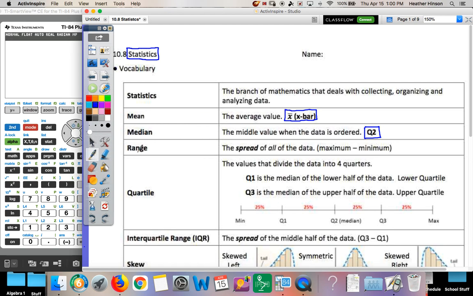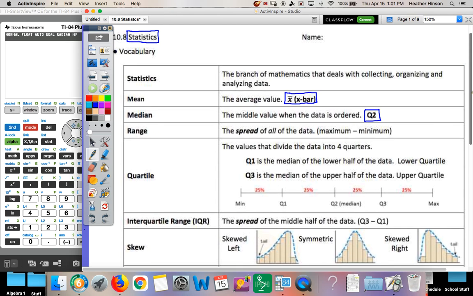Your range is the spread of all the data. So like those numbers I just gave you, 2, 5, 7, 10, and 12. The range is from 2 to 12. When we do this in stats, we're actually going to subtract them. So 12 minus 2 would be 10. That would be your range. You don't have to do like 2 less than or equal to y less than or equal to 12. We don't do that in stats. We just subtract them.